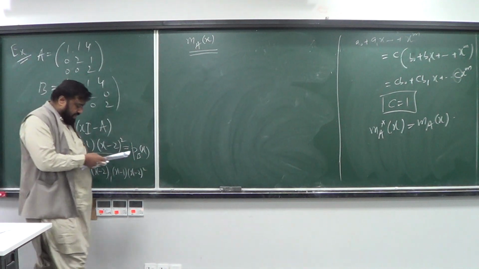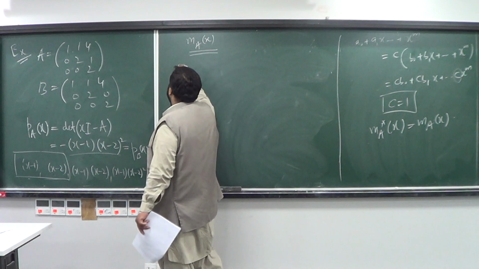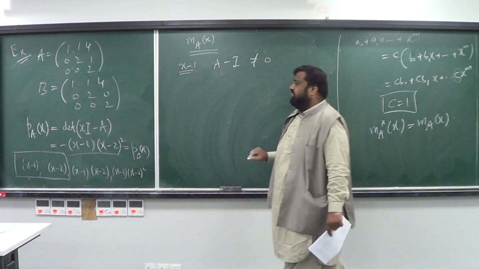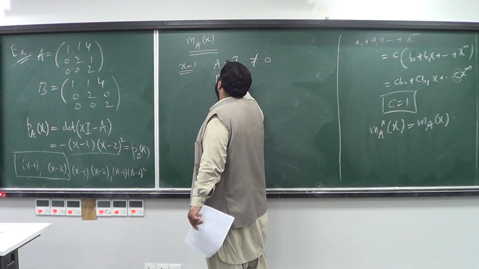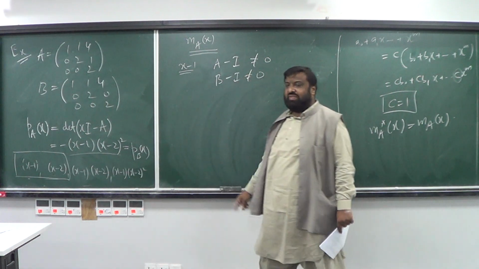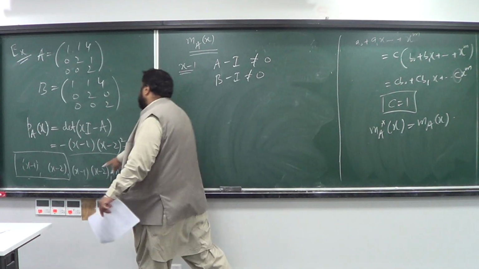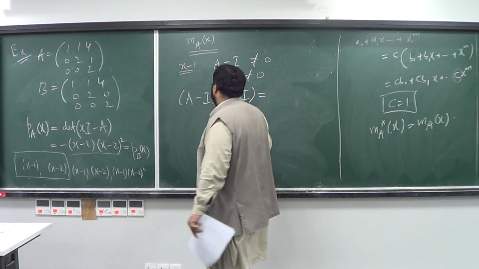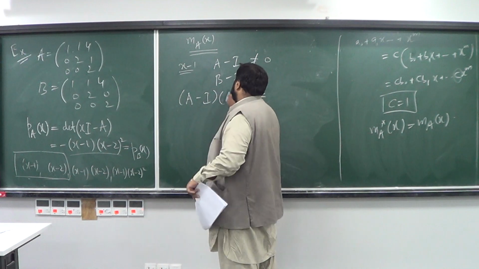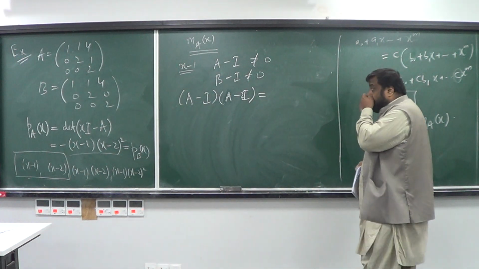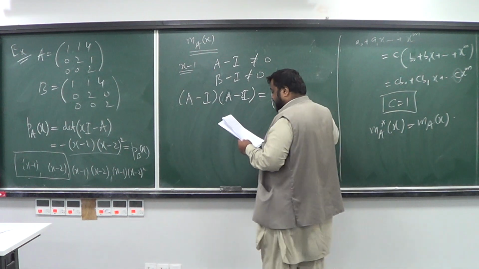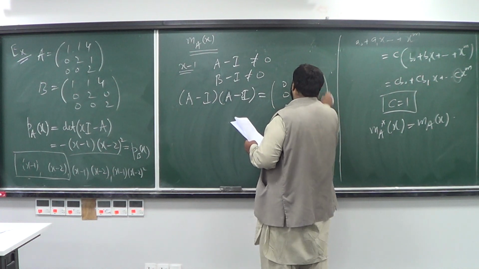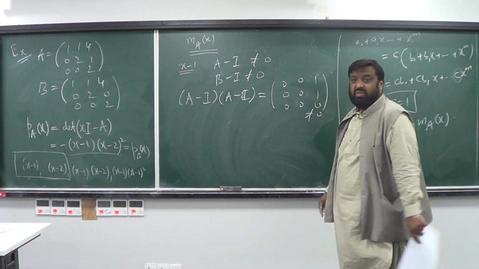So let's compute, for example, if you take the first polynomial x minus 1 and compute A minus I, it turns out that this is not 0. If you compute B minus I, it turns out that this is not 0 as well. You can compute it easily. If you compute now A minus I times A minus 2I, it turns out that this matrix is equal to 0, 0, 1, 0, 0, 1, 0, 0, 0. So this shows this is also not 0.